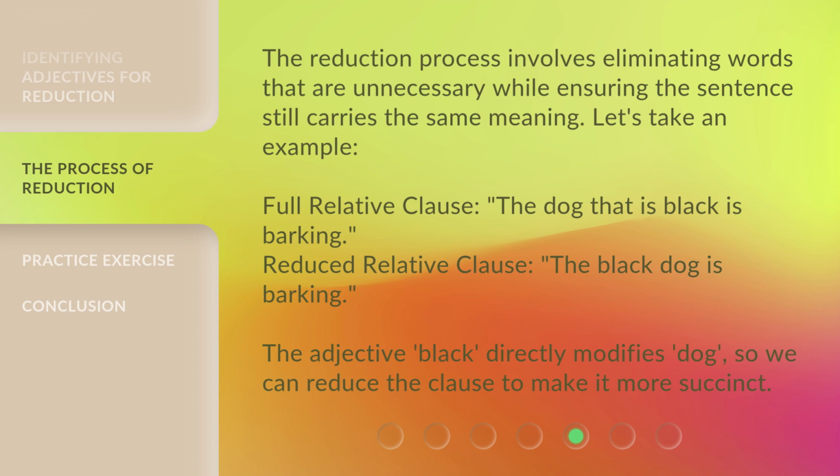Let's take an example. Full relative clause: The dog that is black is barking. Reduced relative clause: The black dog is barking. The adjective black directly modifies dog, so we can reduce the clause to make it more succinct.